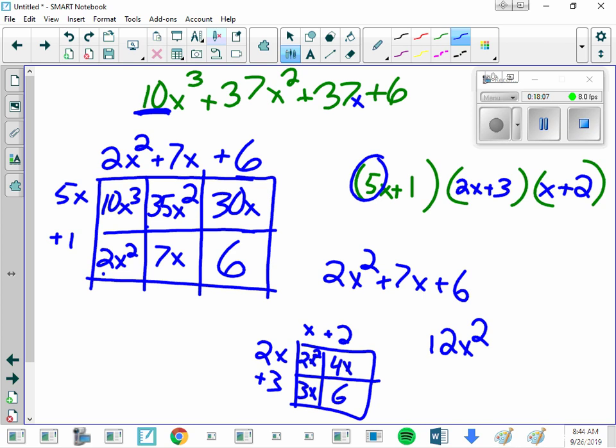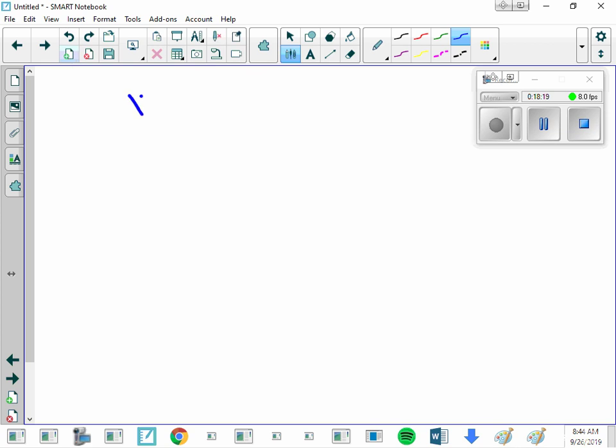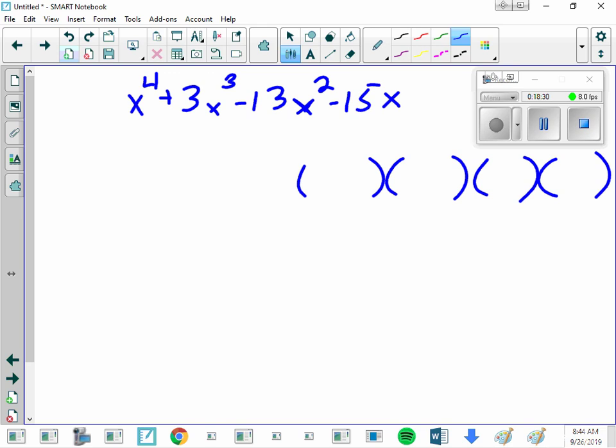So one of your factors is x minus 3, which they told you. Another factor is x. And I'll write it down: x to the 4th plus 3x to the 3rd minus 13x squared minus 15x. So this one has 4 answers. Yes, this is number 3. Because we have an x to the 4th equation, there are 4 factors.